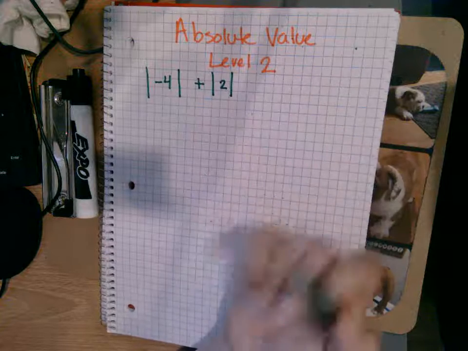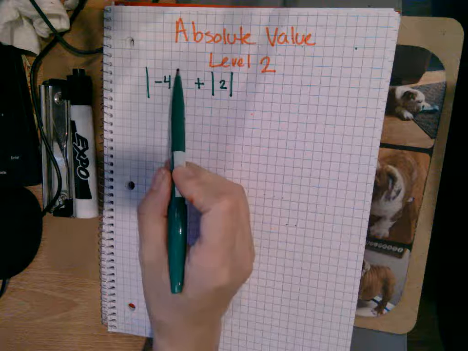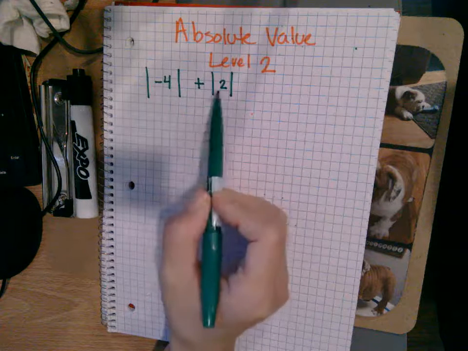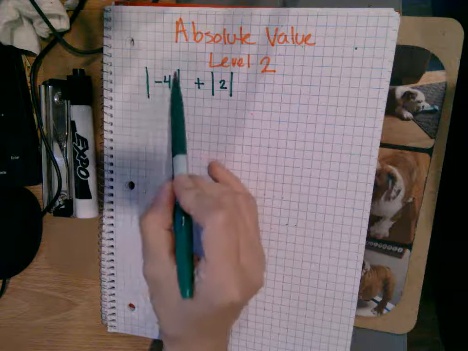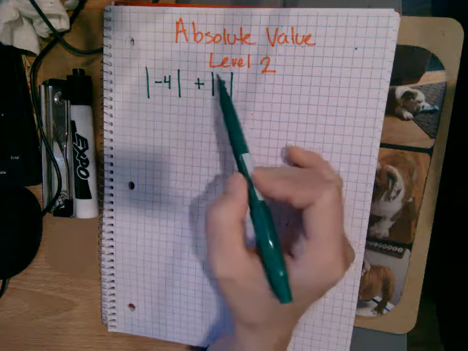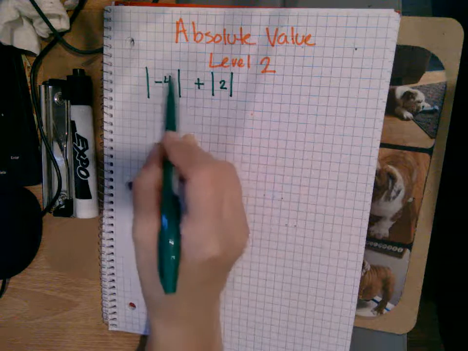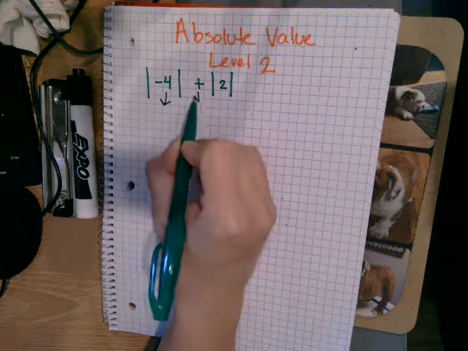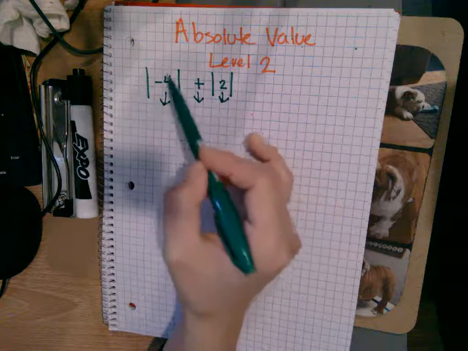Now we're going to be doing math problems with absolute value. So here we have the absolute value of -4 plus the absolute value of 2. They're individually grouped. This is one pair of absolute value. Here is a second pair of absolute value. So when they're in individual bars, you're going to drop down the number and drop down the operation sign. So you do this math problem.